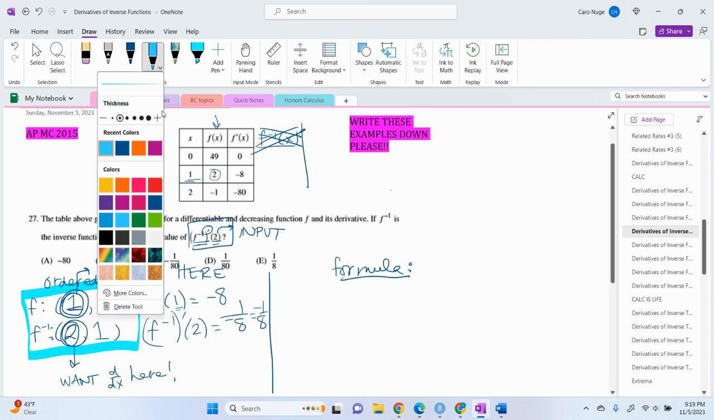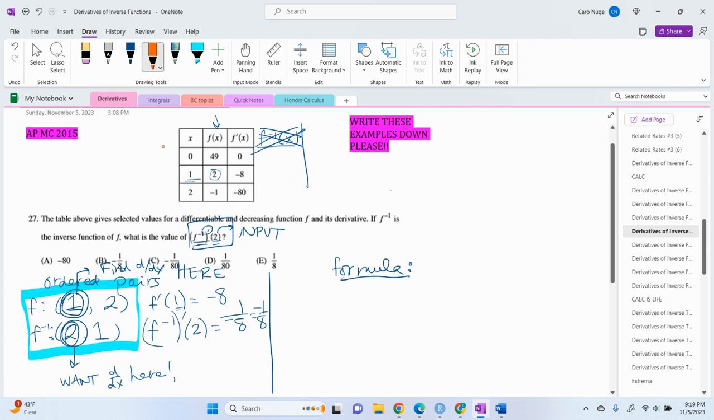So I'm going to show you another way that people do this sometimes. They use the fact that if two functions are inverses, and we're going to let g be the inverse of f.